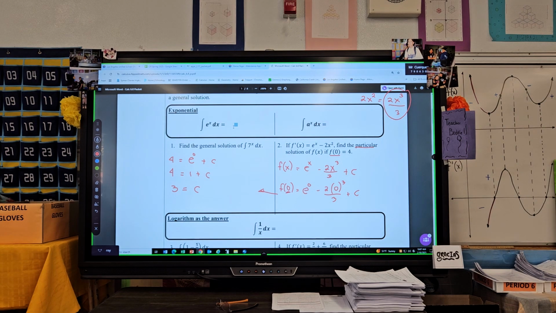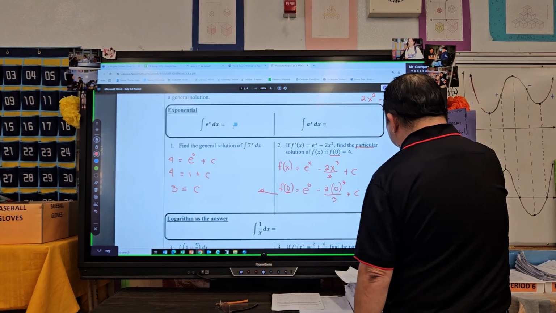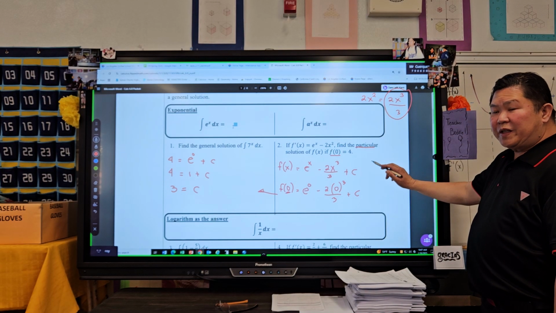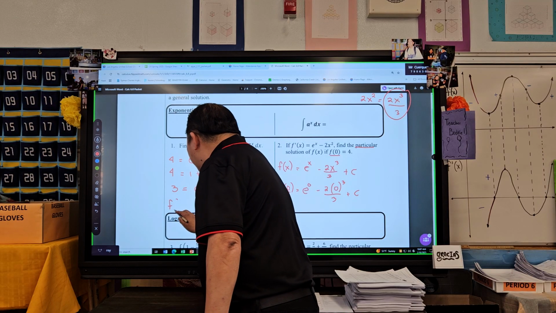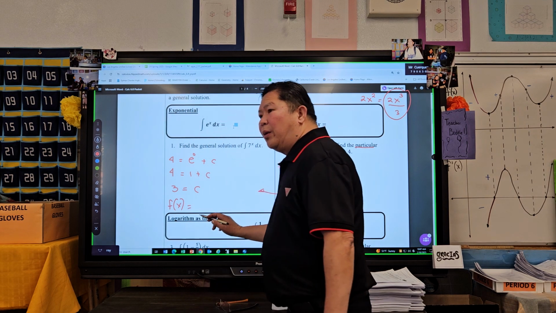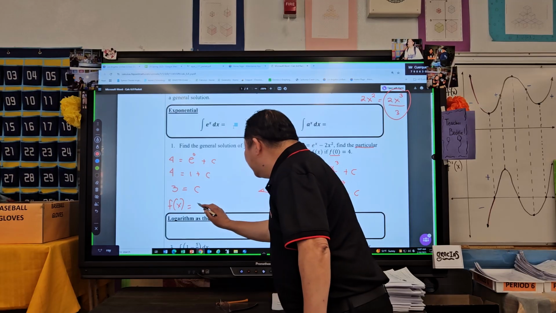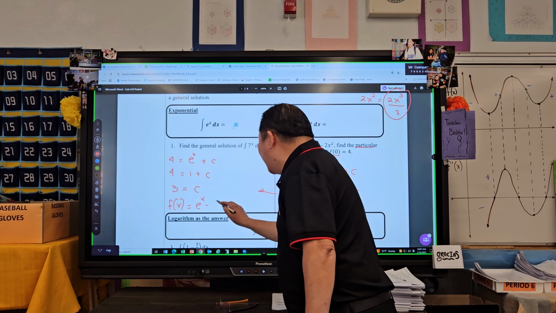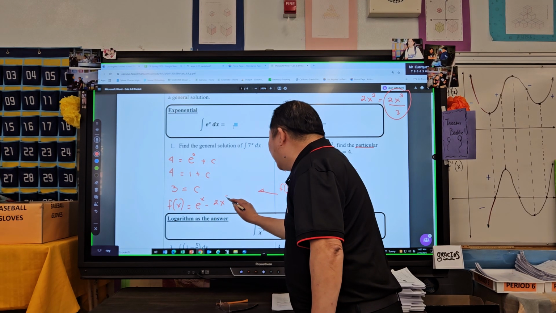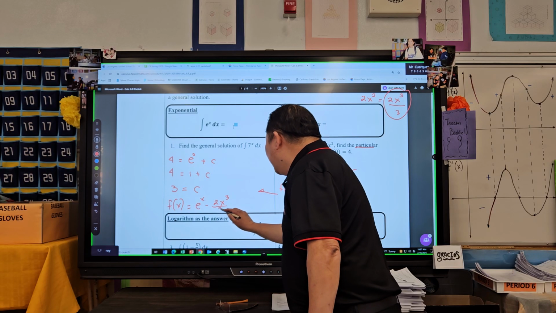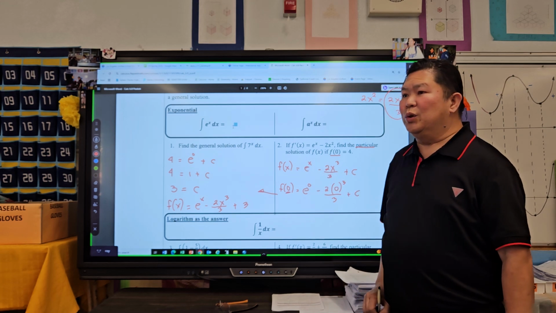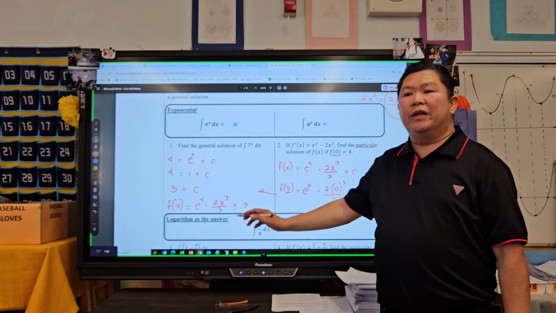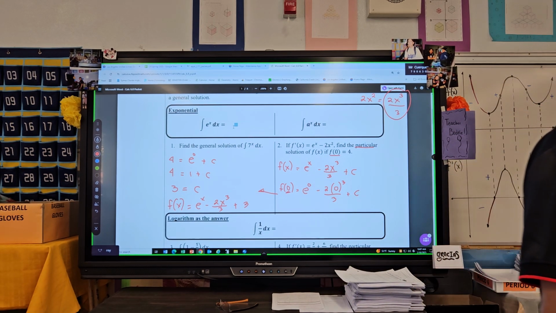The constant is 3. So what is our final answer now? You're going to have to write the 3 right here. Replace c with 3. So our final answer, f of x, is equal to e to the power of x minus 2x to the power of 3 over 3 plus 3. This is now a particular solution because it has a value already for the constant.